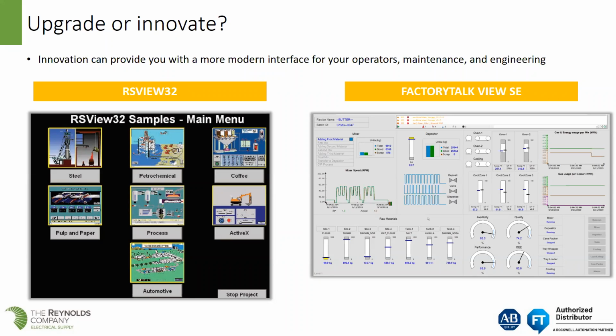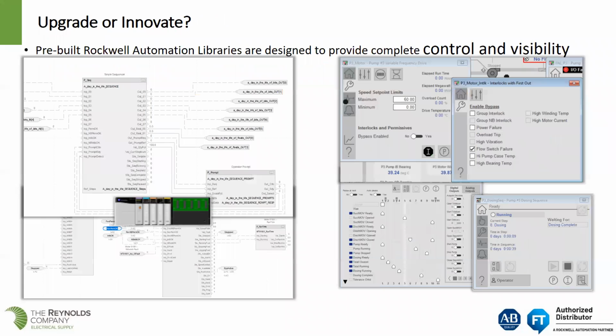Personally, I would say innovate. Moving to some of the newer FactoryTalk View SE objects would be a good idea in your conversion process. One of those is the standardized faceplate. So Rockwell builds standardized faceplates that conform to the high performance HMI standards. And the good thing about these faceplates is that they're all the same. They're all built the same.